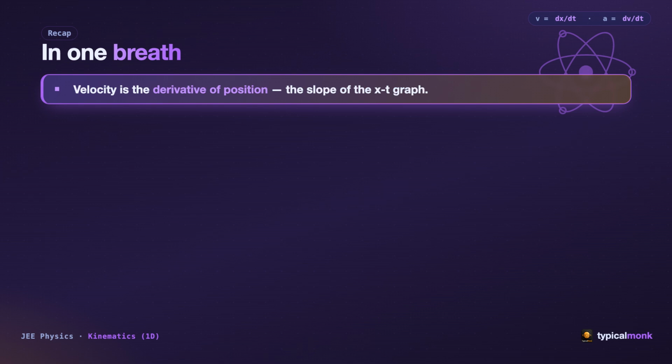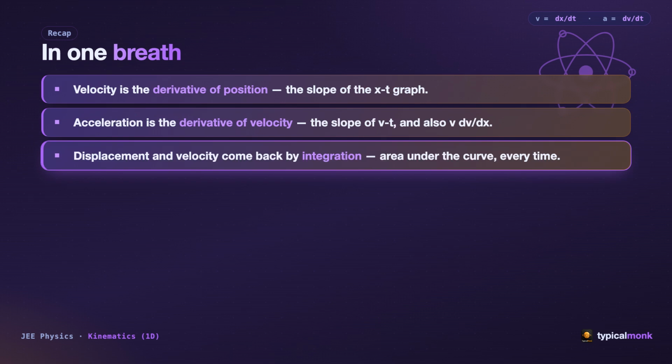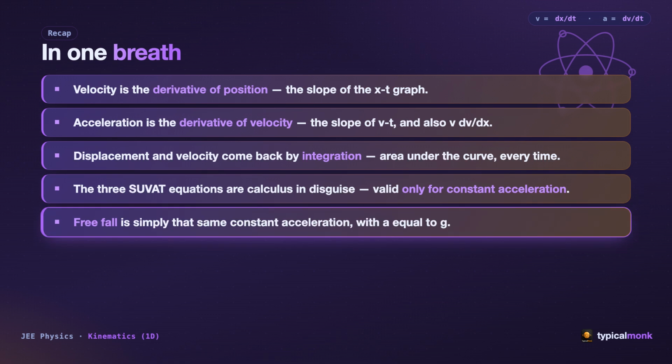Let us gather the whole class in one slow breath. Velocity is the derivative of position, the slope of the x-t graph. Acceleration is the derivative of velocity, the slope of the v-t graph, and also v dv over dx when position is the variable in play. Displacement comes back by integrating velocity, velocity comes back by integrating acceleration, area under the curve. Every time, the three SUVAT equations are calculus in disguise, valid only when acceleration is truly constant. Free fall is simply that same constant acceleration with a equal to g.